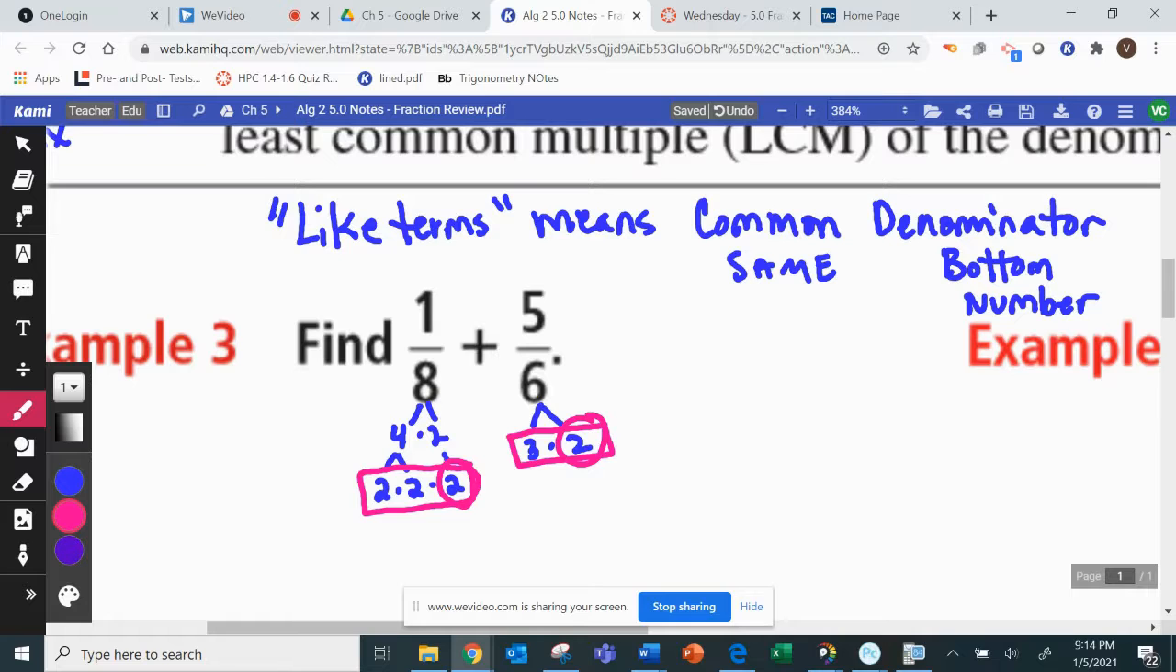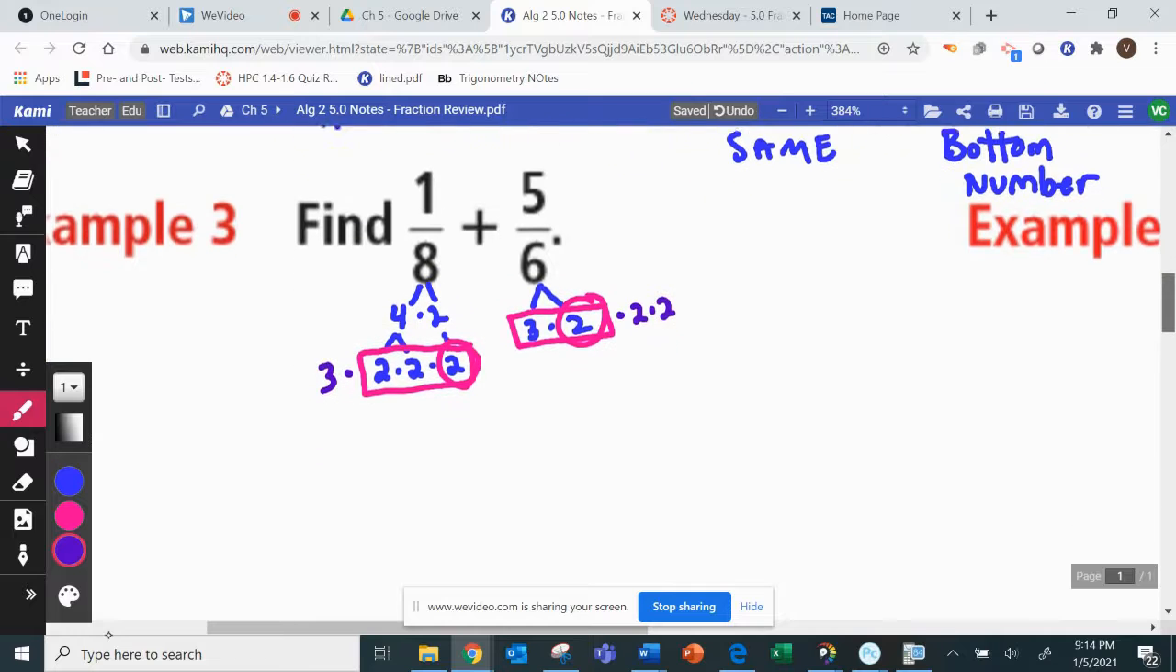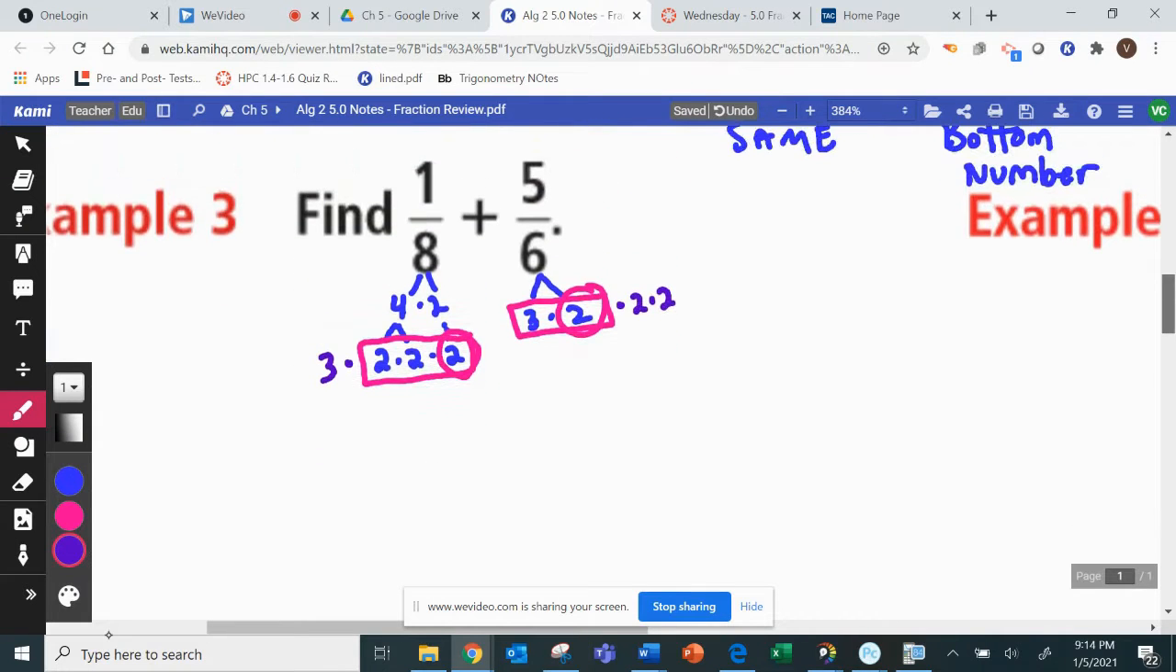But what does 8 have that 6 doesn't have? Well, 6 doesn't have another 2 and a 2. And I'm going to look at 8 and I'm going to say, what does 6 have that 8 doesn't have? Well, 6 has a 3, but 8 doesn't have a 3. So I'm going to give 8 a 3. And we give those by multiplication.